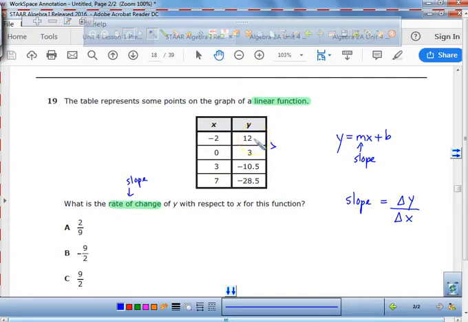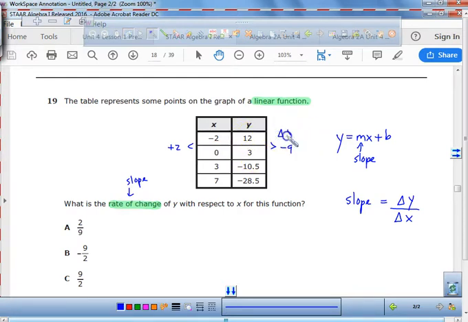Like 12 to a 3, what happened? It went from a 12 to a 3. How much did it go down? 9. Yeah, it went down 9. Okay? Now this one's actually going up. It went from a negative 2 to a 0. So how much did it go up by? It went up by 2. Negative 2 plus 2 is 0. 12 minus 9 is 3.